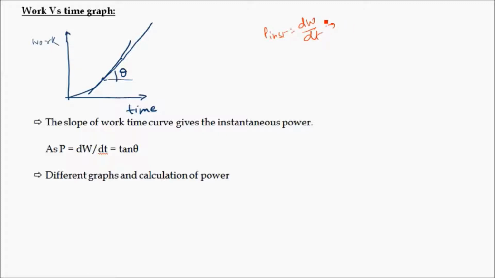So basically, what is dW by dt? dW by dt is the slope of the W-t curve, and it is equal to tan theta at any particular point. Suppose this is the work time graph, and if you draw a tangent at any point, suppose I draw a tangent at the point t equal to t1, then this line gives you the value of power at t equal to t1.